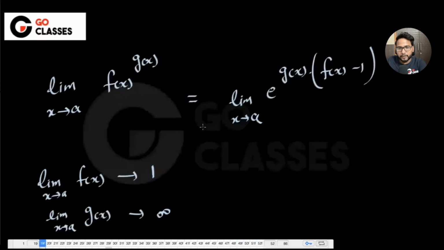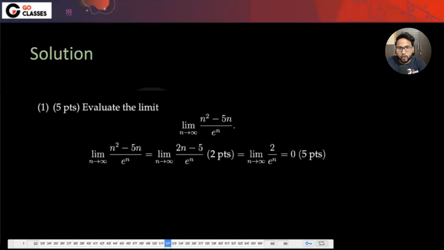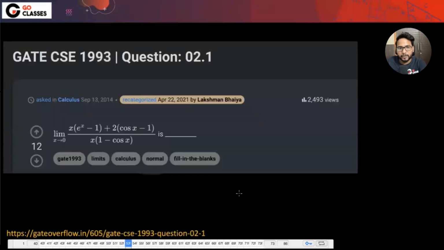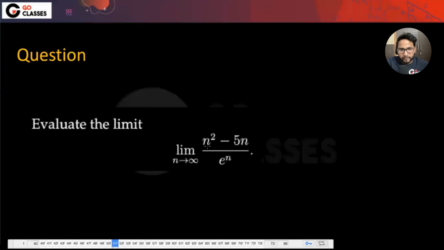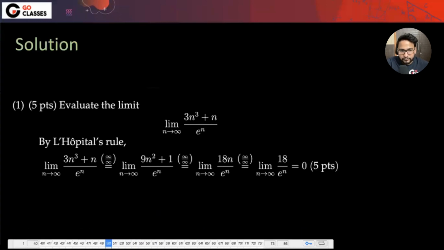Now let's solve the GATE PYQs. All of the questions are followed by the solutions, so you can see the solutions later. Now let's directly solve the GATE PYQs. There are a few questions. Let me just count the questions.